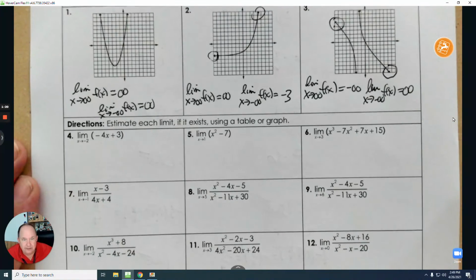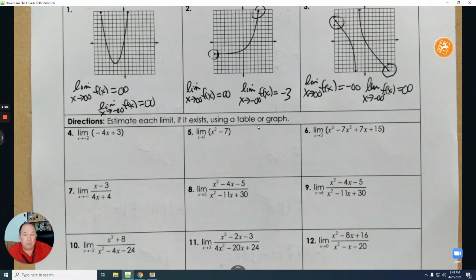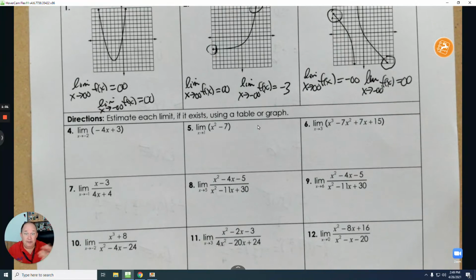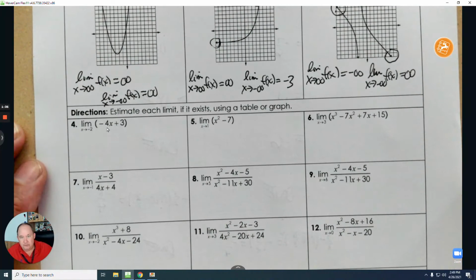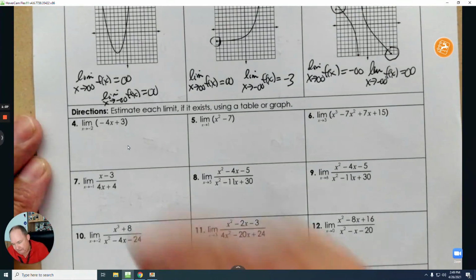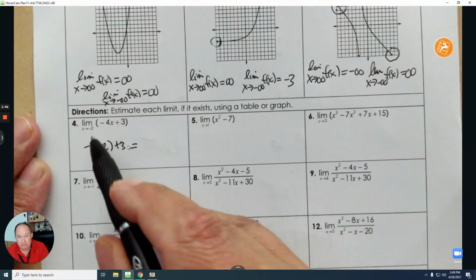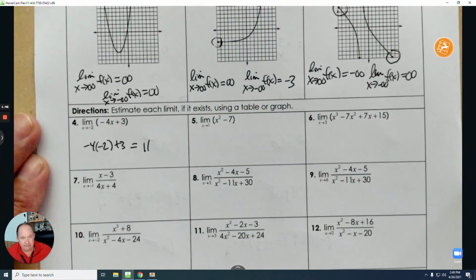All right, estimate each limit if it exists using a table or a graph. What I'm saying is, if it's continuous at that number, if there's no discontinuity, and how we know that again is by looking at the denominator if there's a fraction. In this case it's a line, it's continuous, we can just evaluate at the number itself for the evaluation of the limit. So evaluate at negative 2, and the answer is 11.